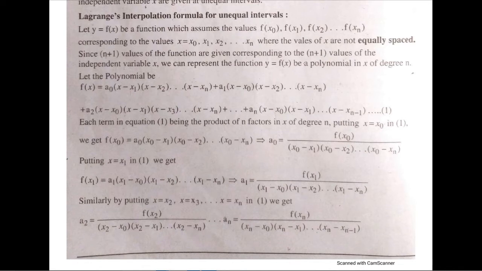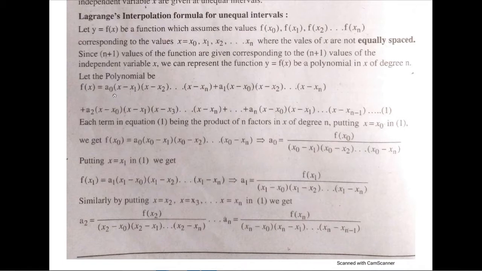That means let y is equal to f of x be a function which assumes the values f of x naught, f of x1, f of x2, f of xn, corresponding to the values x naught, x1, x2 up to xn, where the values of x are not equally spaced. That is unequal intervals. Since n plus 1 values of the function are given corresponding to the n plus 1 values of the independent variable x, we can represent the function y is equal to f of x as a polynomial in x of degree n.